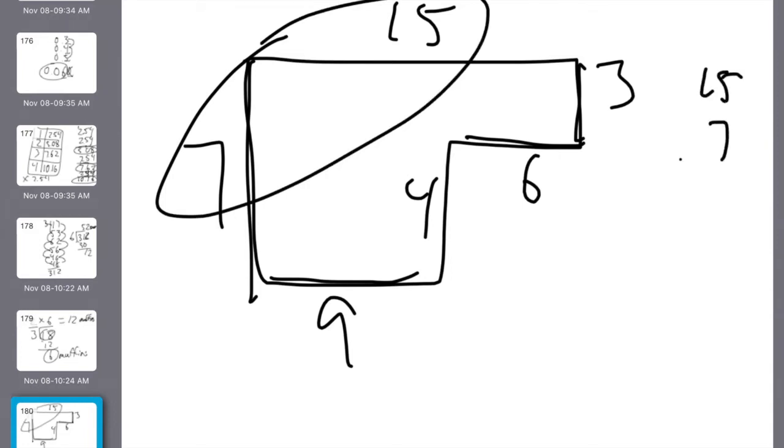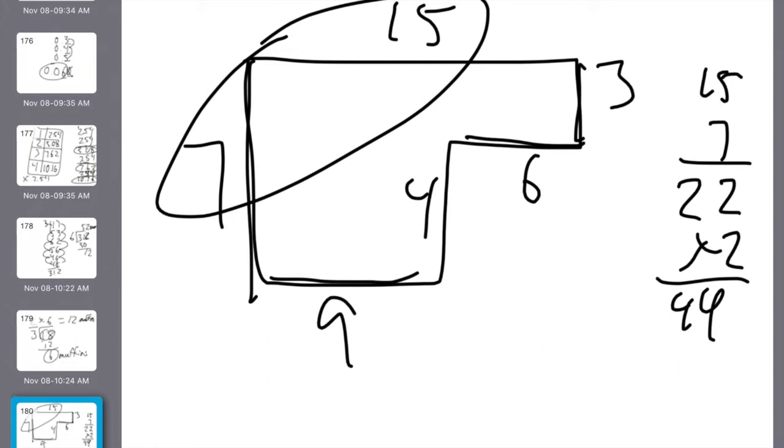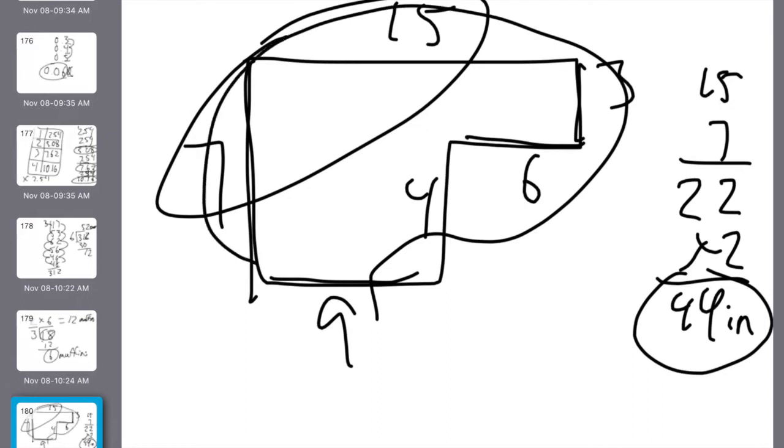Now I'm just going to add in circles. Or you can do total plus total and times 2. So 15 plus 7 is 22. Times 2 is 44. And we are working with inches here, guys, so it's 44 inches. Your other choice is add those numbers all around.